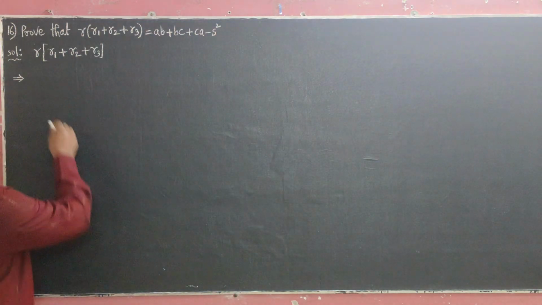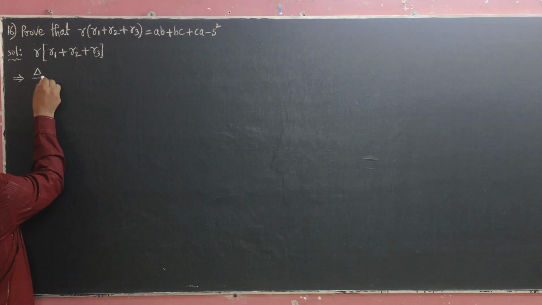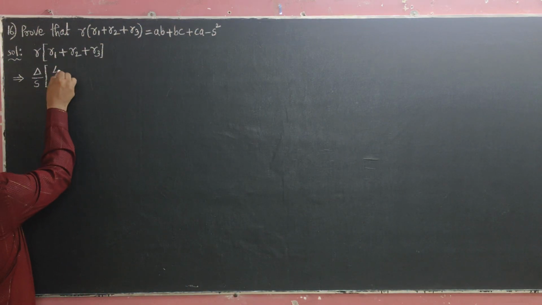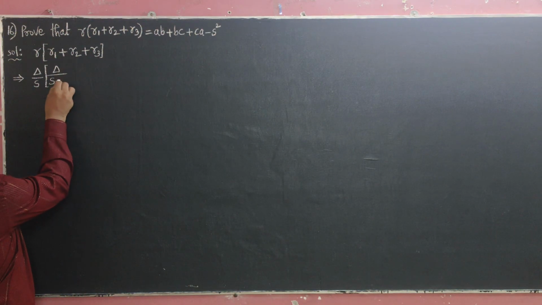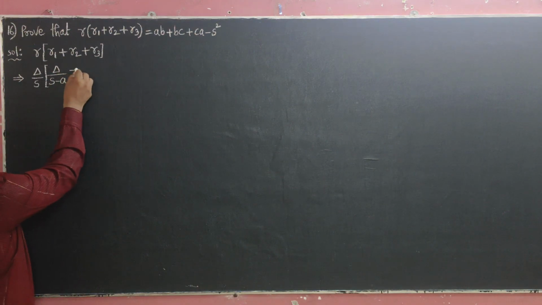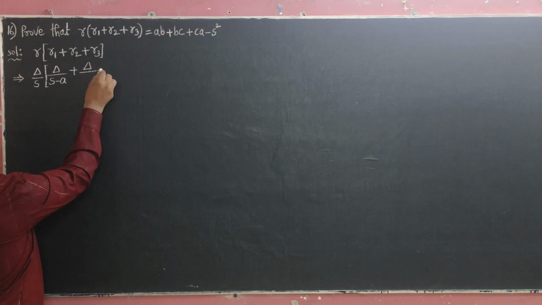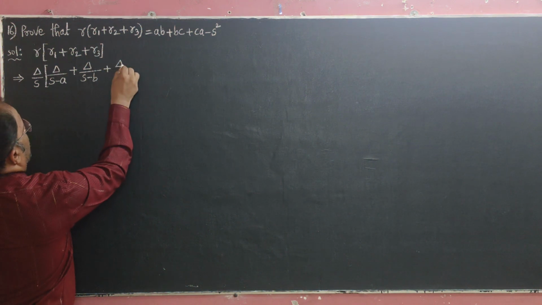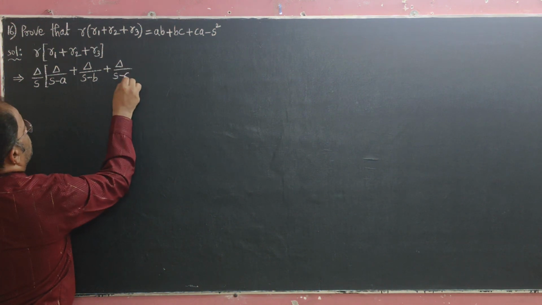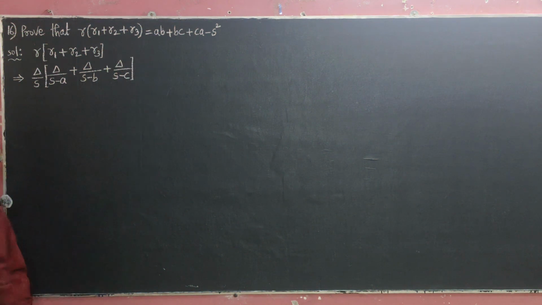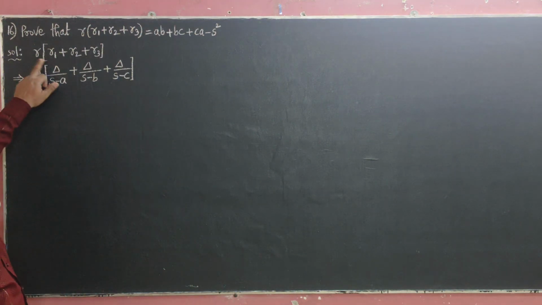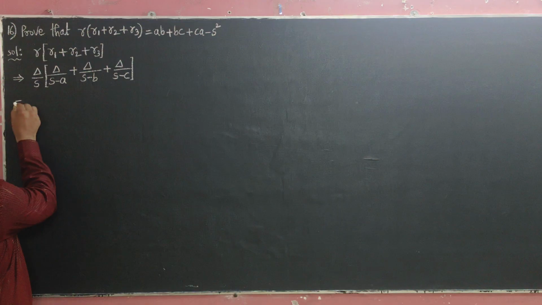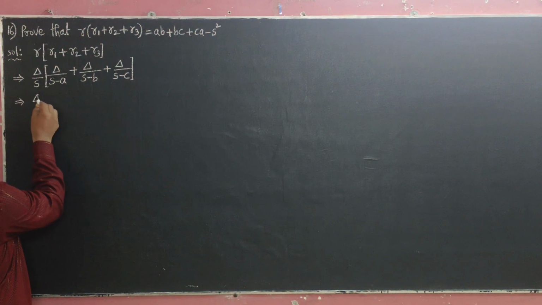So r means delta by s. The formula of r is delta by s, r1 is delta by s − a, the r2 formula is delta by s − b, and the r3 formula is delta by s − c. So these are the formulas of r, r1, r2, r3. Clear? Now the outside delta by s stays as it is.